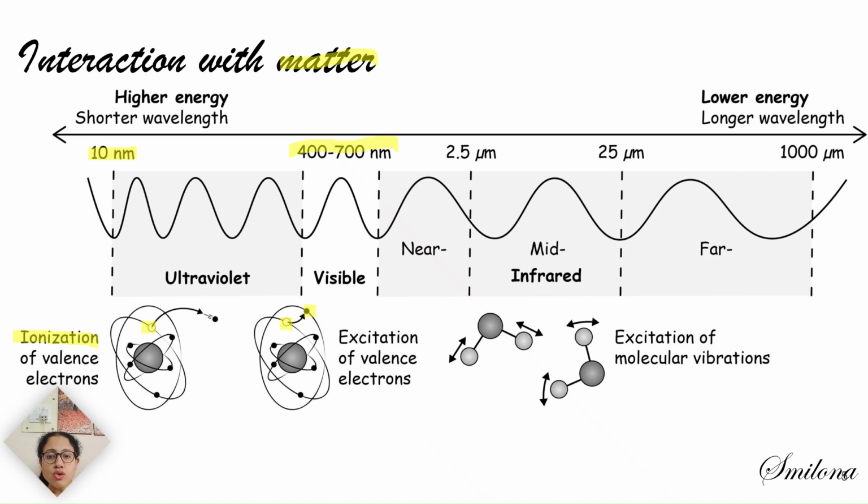If I go to longer wavelengths, now I've reached microns in the infrared range. The wavelength is so large that it cannot hit an electron, but it can interact with molecules. And what it does when it interacts with molecules is it causes molecular vibrations. We will look into this more when we talk about IR spectroscopy.